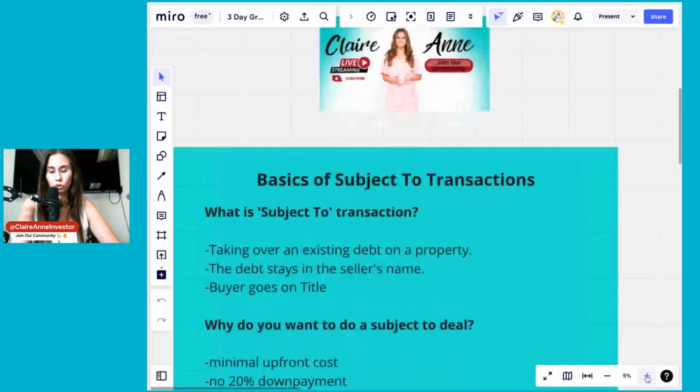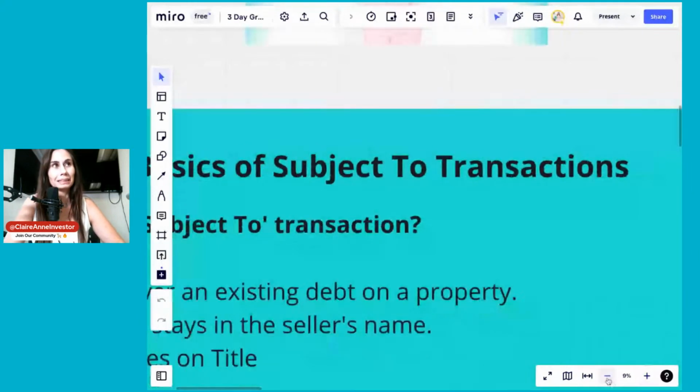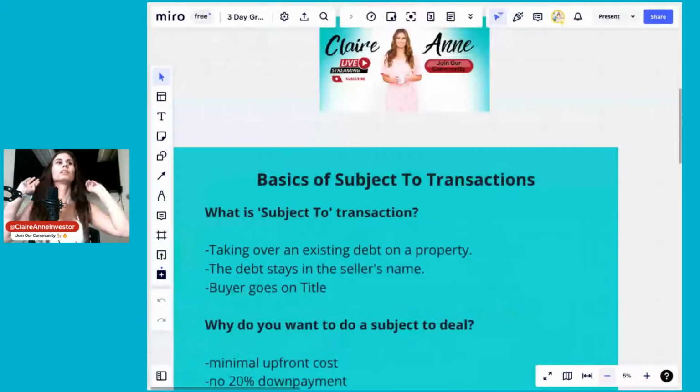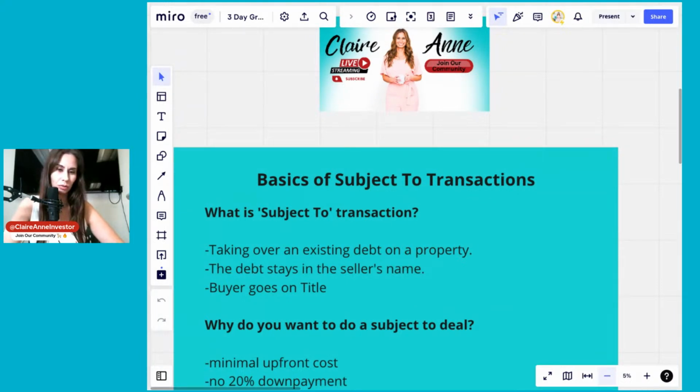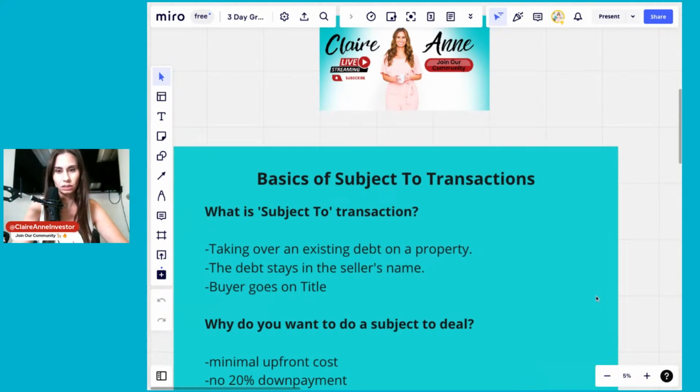All right, jumping into it, I want to go through the basics of what a subject to transaction is. I have been getting a huge pushback from people asking why any seller would want to do a subject to. There's a lot of different pushback on subject to, so we are going to go through all of that because I think it's important for everybody to understand why we do subject to transactions.